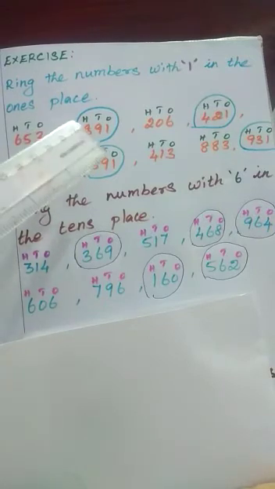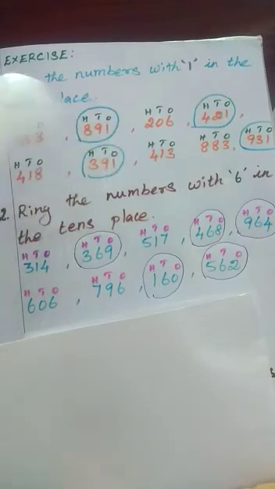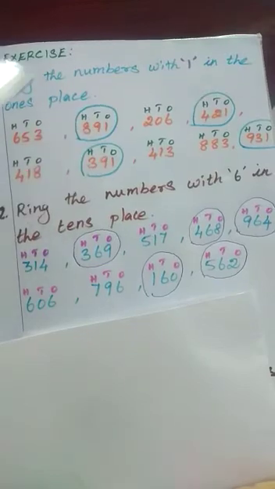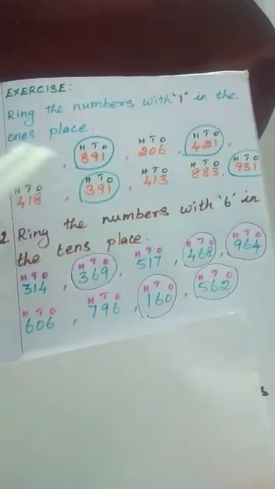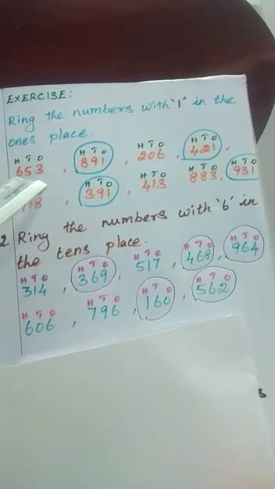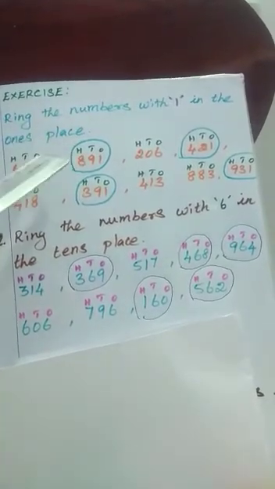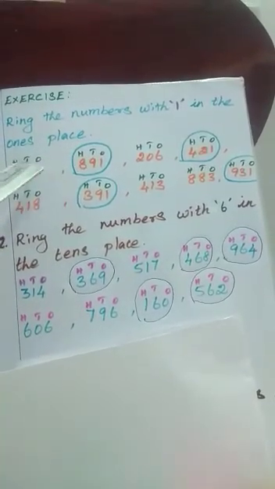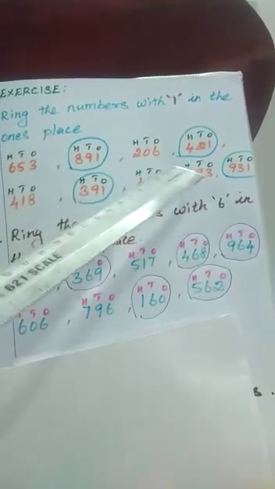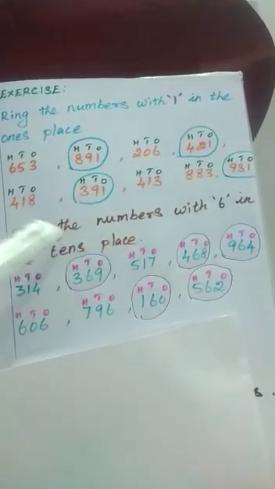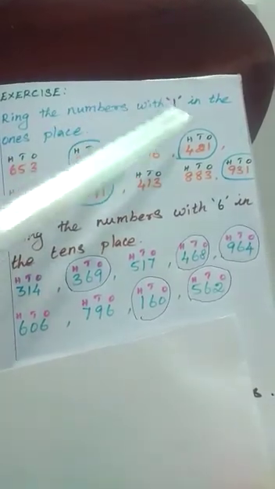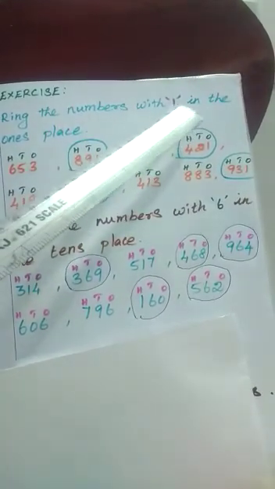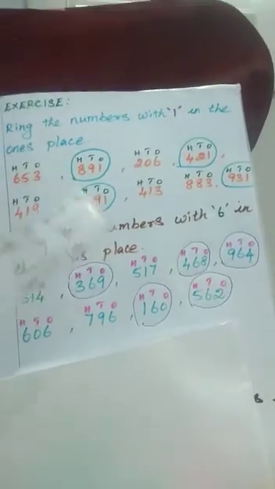Those numbers have 1 in the ones place. For that, first what you have to do? You have to write the place value for each number, starting from ones, tens, hundreds. Like that, for each and every number, you have to write the place value. Next, you have to observe in which number the number 1 is in the ones place.